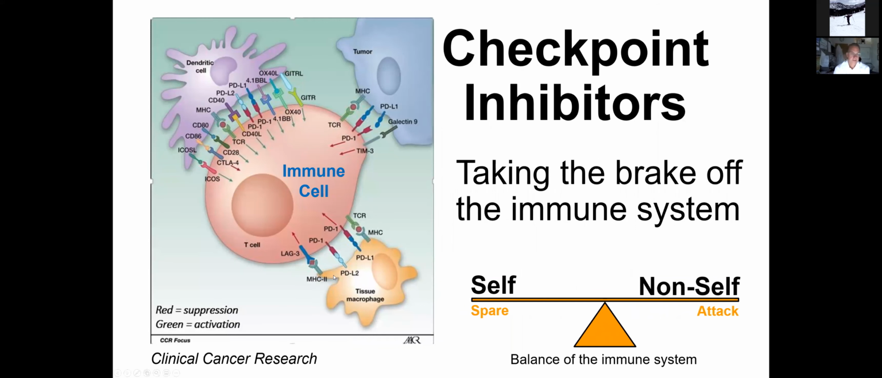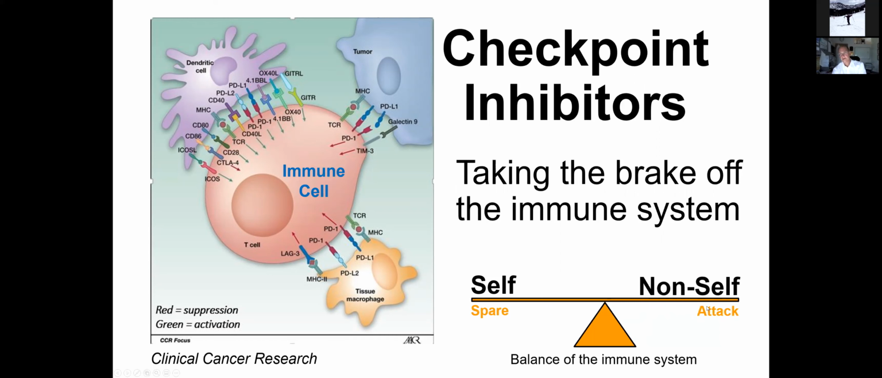So what's a checkpoint? A checkpoint is a way for the immune system to make sure it doesn't get overactivated. You can think of this like a balance. The immune system has to spare self, otherwise it'll attack your own body and you'll get an autoimmune disease such as rheumatoid arthritis, lupus, Crohn's disease, and ulcerative colitis. All these diseases are where the immune system is too much turned on and attacks self.